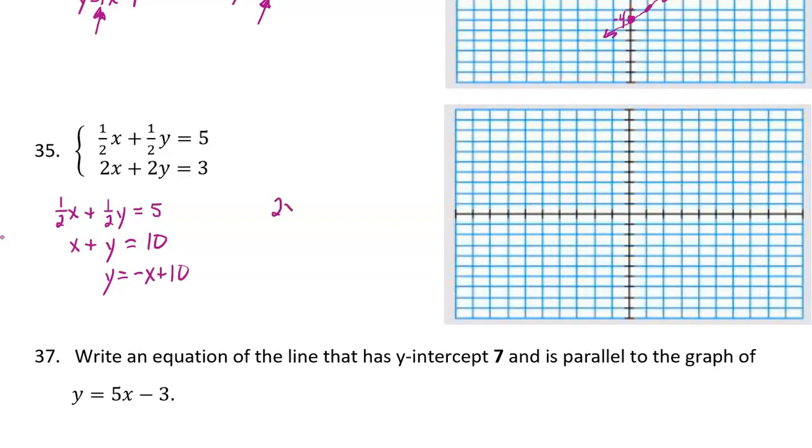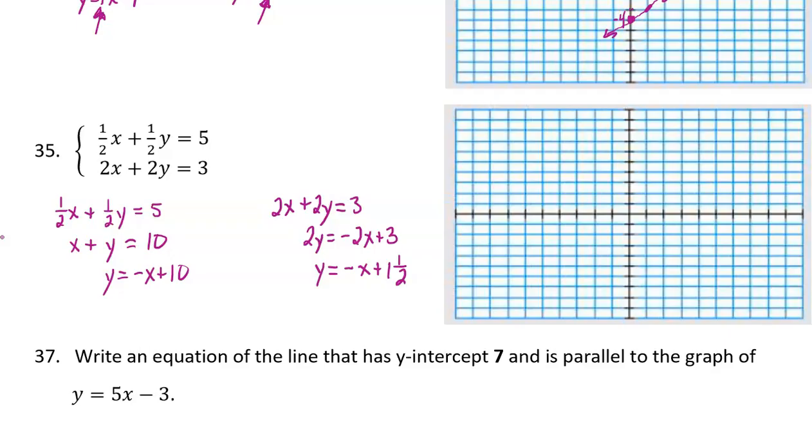Now the second equation. Subtract the 2x to move it to the right side. Now divide by 2 to get the letter y alone. -2 divided by 2 is -1 or -x. And 3 divided by 2 is 3 over 2, which is 1.5.